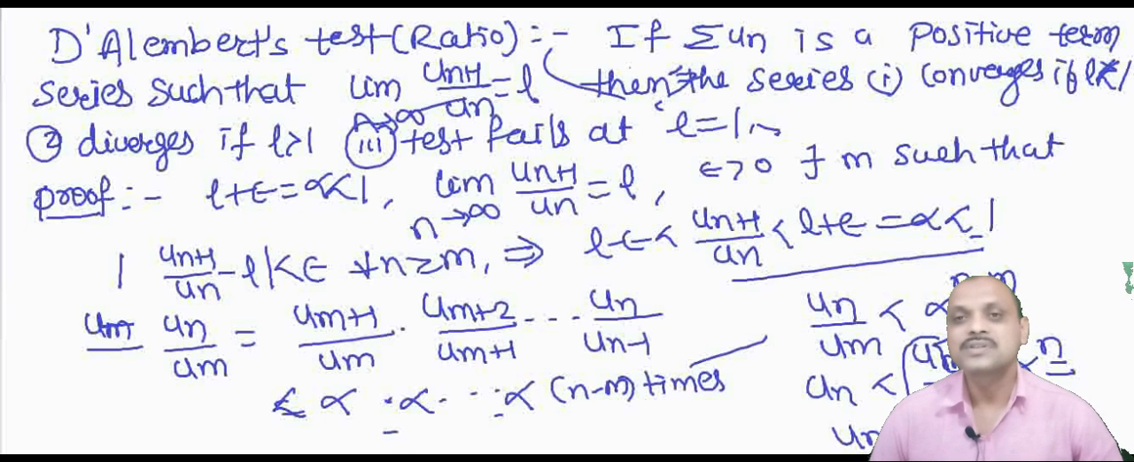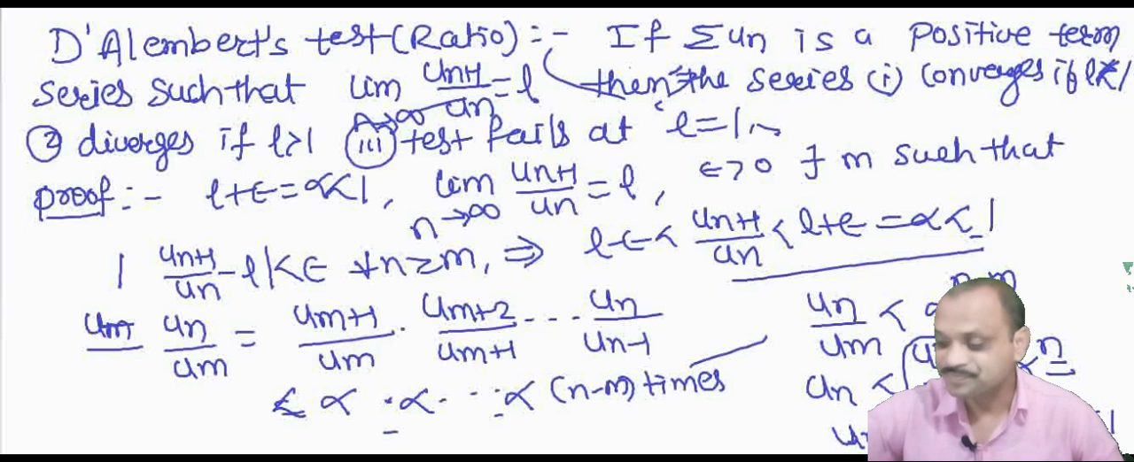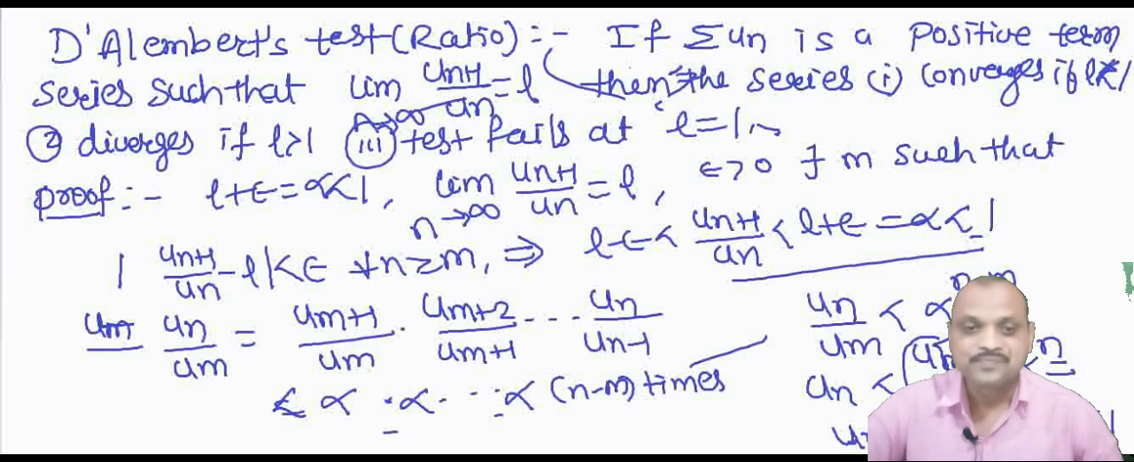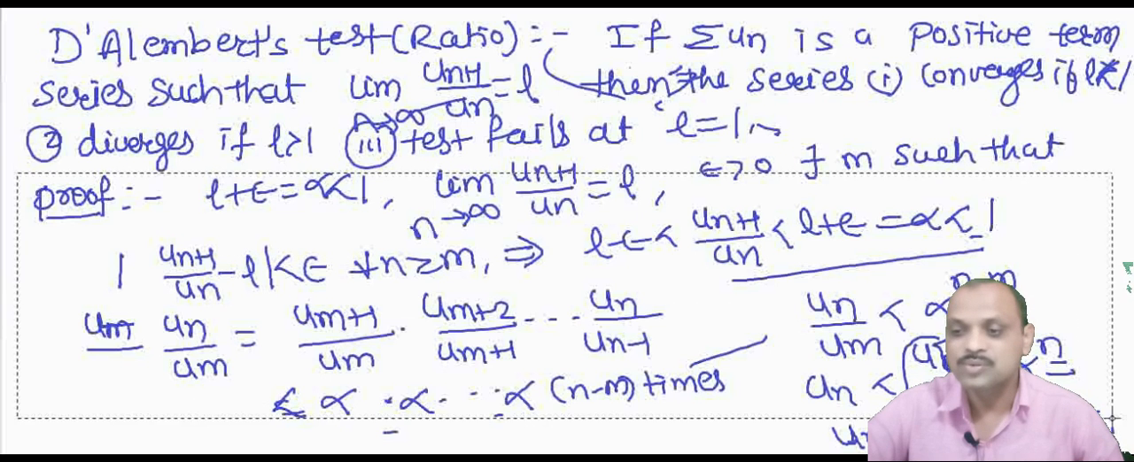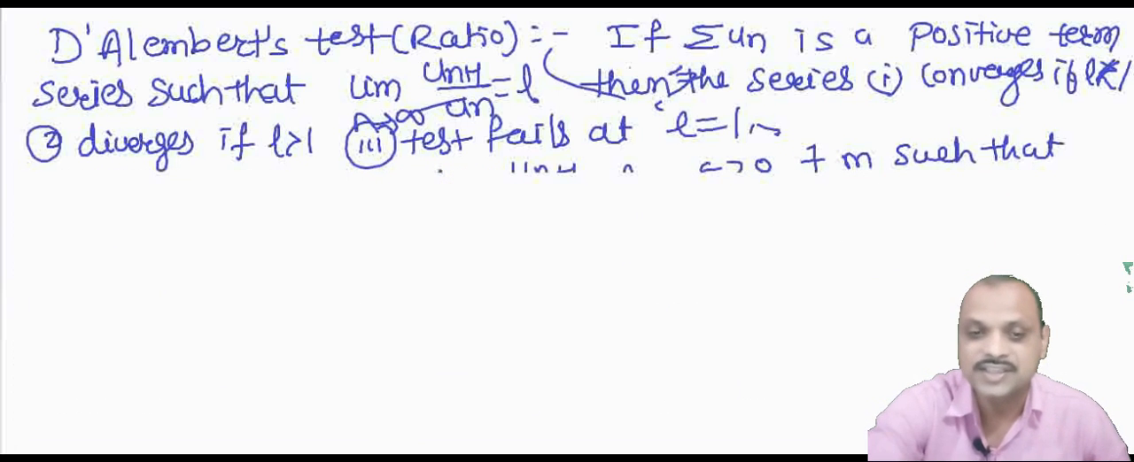Again we can come to the comparison test and apply it. Here this is a geometric series, a convergent series, since alpha is less than 1, and hence as this series is convergent, the series of u_n is also convergent. So here the series u_n is convergent whenever L is less than 1. Now see the divergent part of this series. You can see that the proof of this series is similar to Cauchy's test.